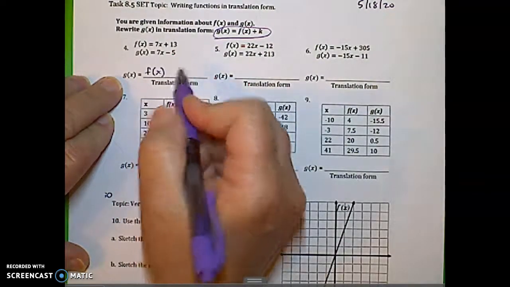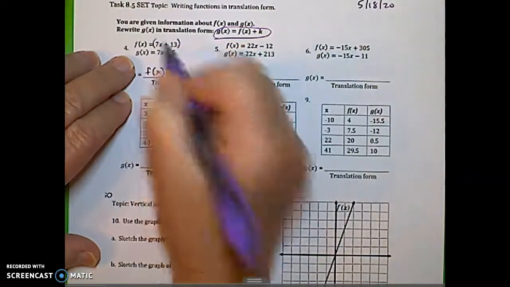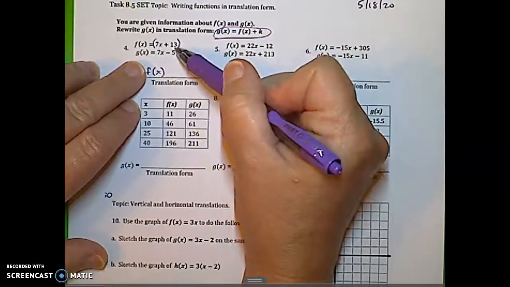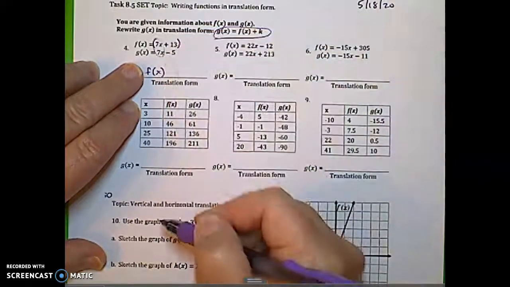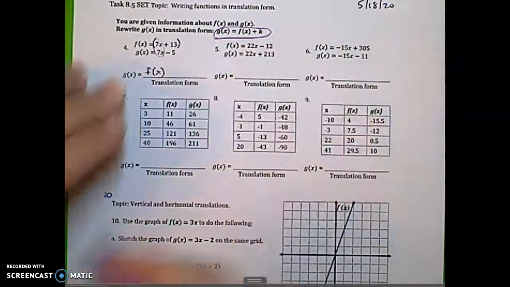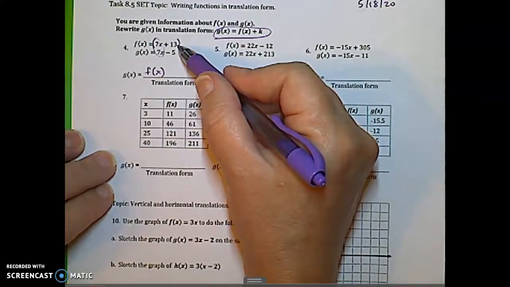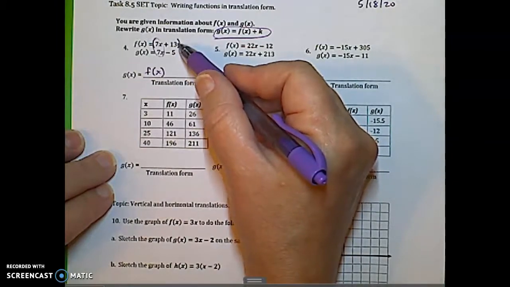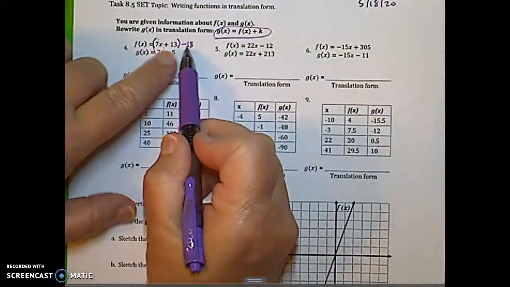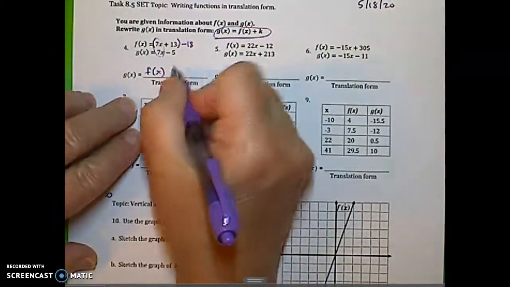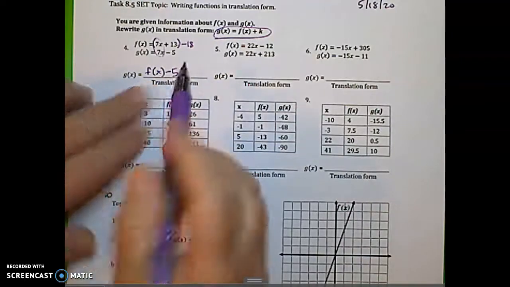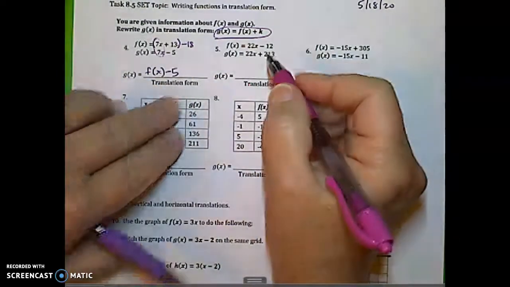So what is that? F of x, let's look at this. What do I need to do to get from f of x to g of x? These are exactly the same. So the question becomes, what do I need to do to get from 13 to negative 5? Should I add something to 13 or subtract something from 13? I should subtract. How much? Subtract 18. 13 minus 18 is negative 5. So the translation is g of x equals f of x minus 18. Simple as that.